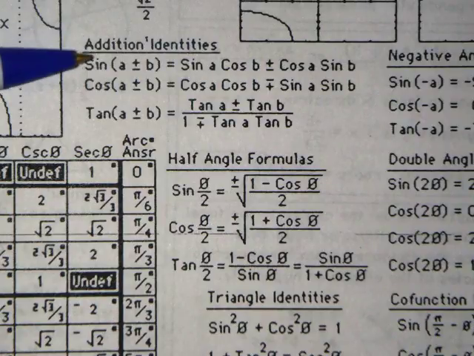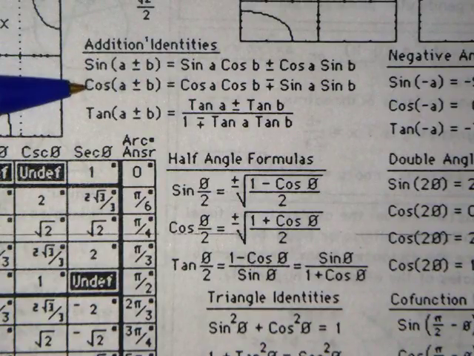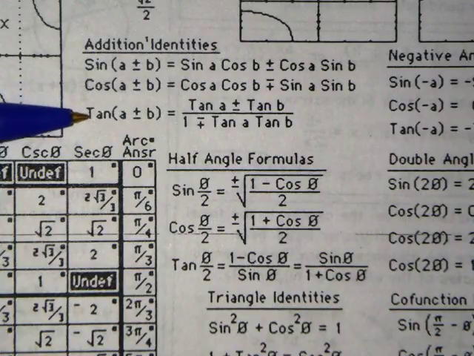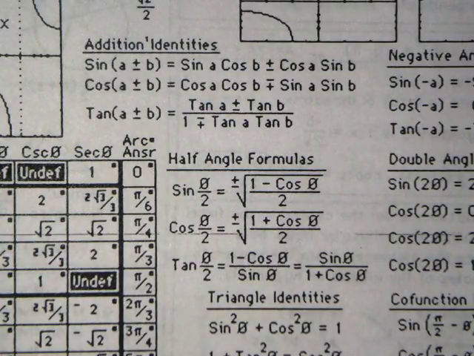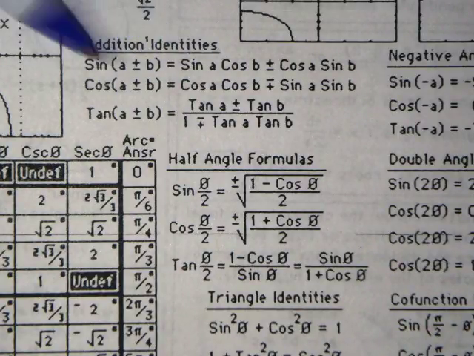This is about in the middle of your sheet here. We've got sine A plus or minus B, cosine A plus or minus B, and tangent A plus or minus B. And they look a little complicated, and we're not going to talk about how they get derived. We'll probably talk a little bit more about that in calculus if you go to calculus. But as you can see, they're not too bad.